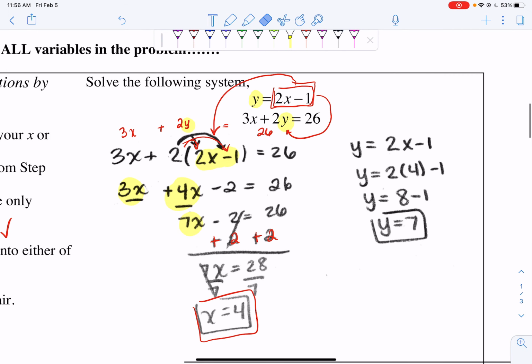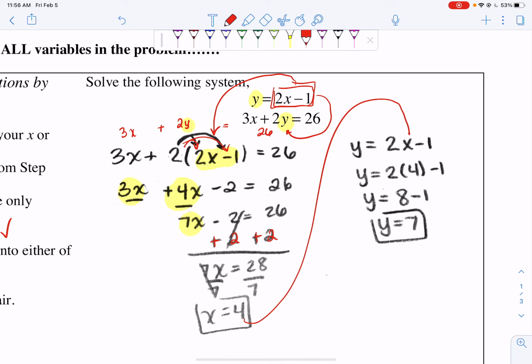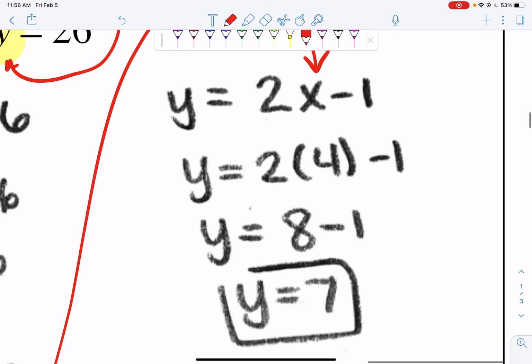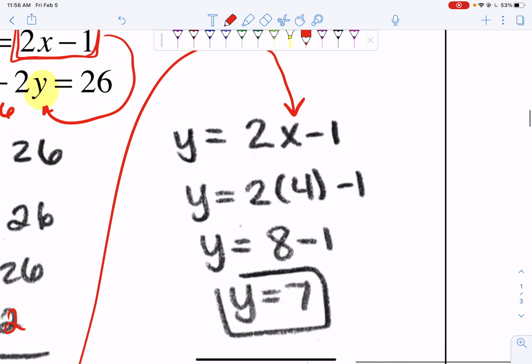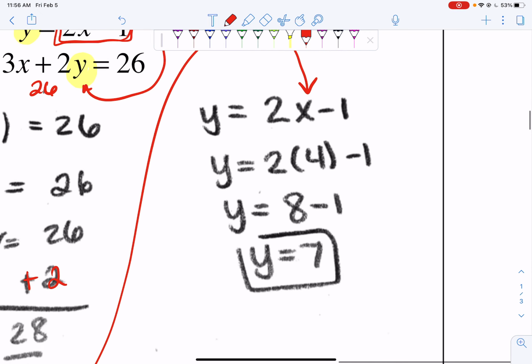If you look, we said x was 4. So everywhere I see an x, I'm going to plug in a 4. So I get y equals 2 parentheses 4 minus 1, or 2 times 4 minus 1. 2 times 4 is going to give me an 8. I then do 8 take away 1, and I get a 7.